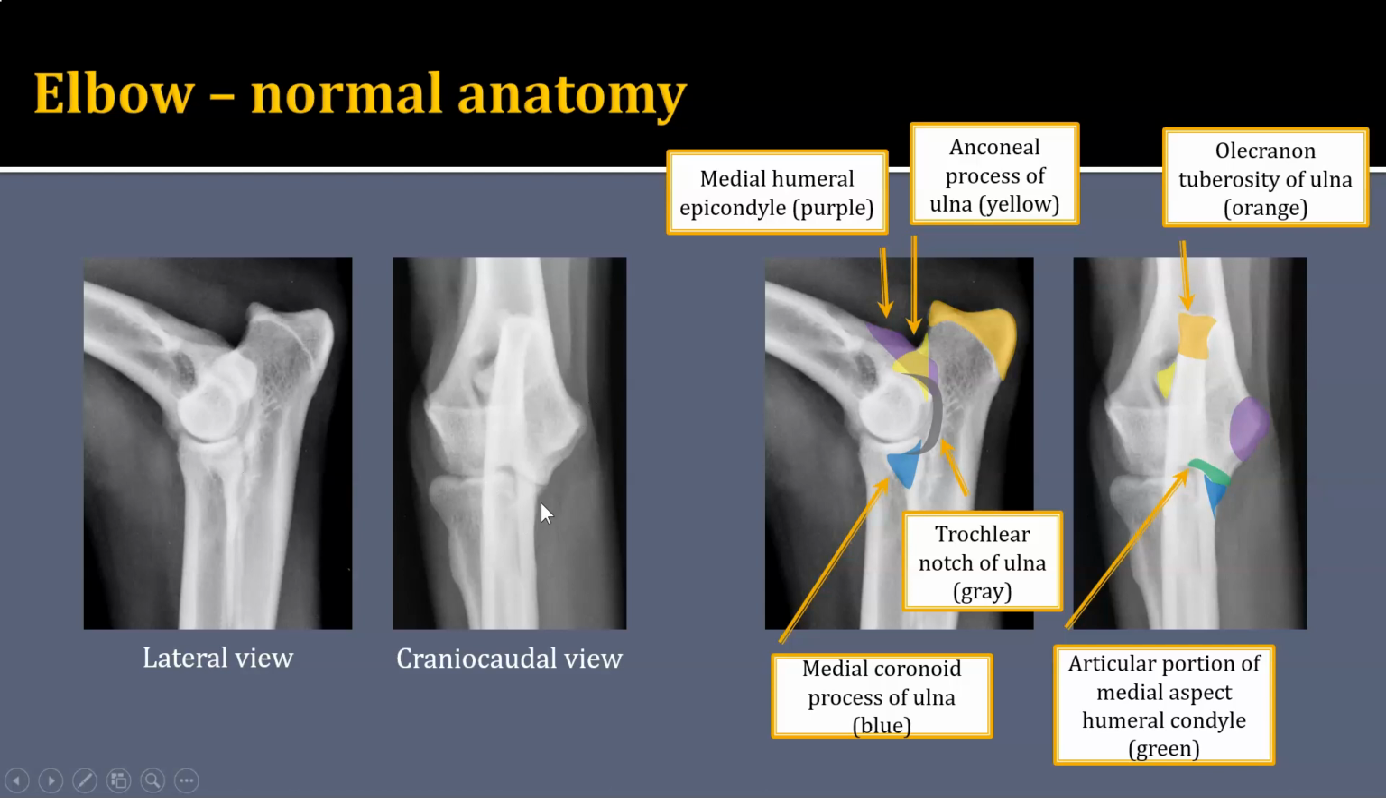On the craniocaudal view, specifically looking at the medial side of the elbow, this is the location of the medial coronoid process of the ulna. So again, very important. We have the medial humeral epicondyle and the medial aspect of the humeral condyle. And then this is the olecranon tuberosity, and this patient is a little bit oblique, so we see a little bit of that anconeal process, but this view is not very good for that. And of course, the radial head is over here. It's really important for you to know those normal anatomic structures so that we can look for our disorders.